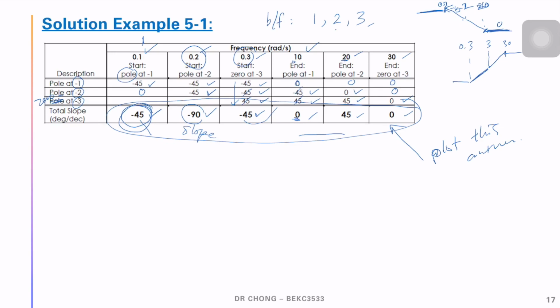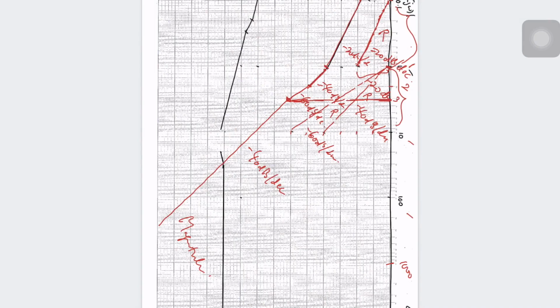Okay, so now we go back to the plot. So we can see that this is 0.1. So 0.1 drop 45. Now you find where the 45 is, here is the 45, right? So 1 unit here is 45. And then this is 1 decade. This is 1 decade. This is 45. Okay, so this is the reference line, right?